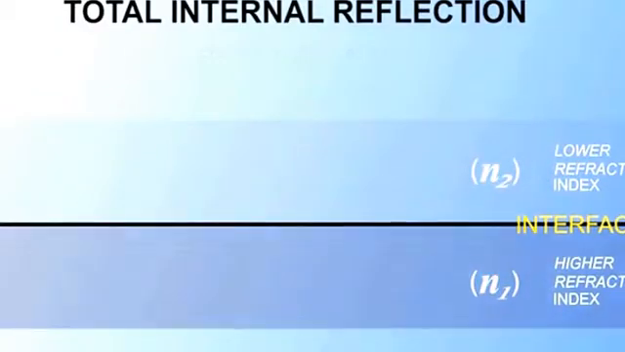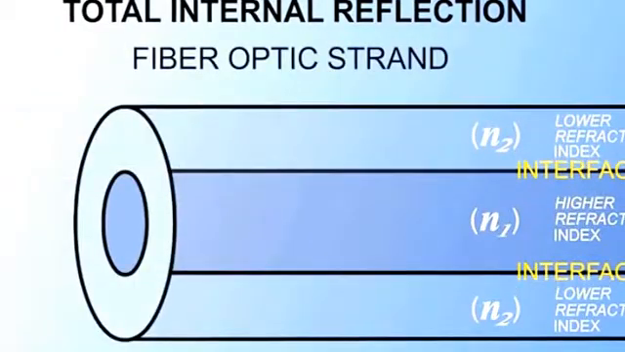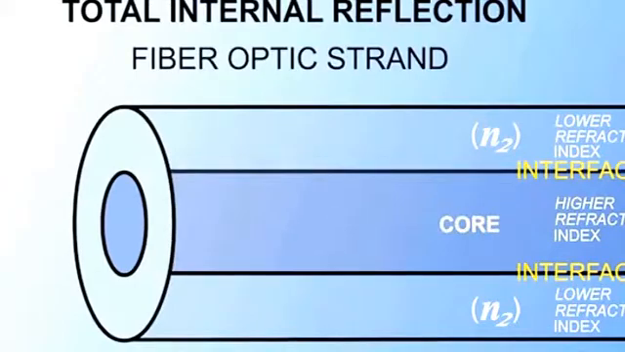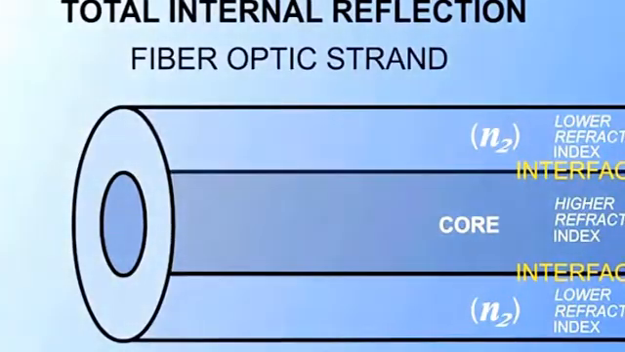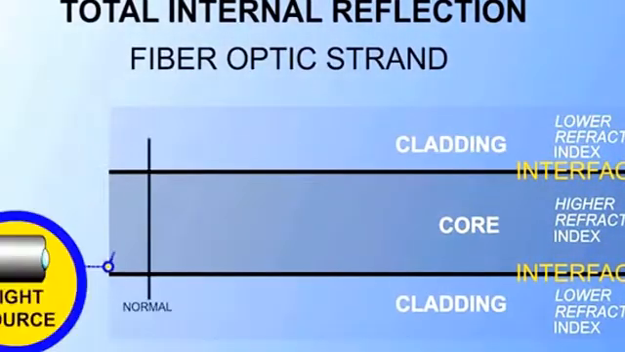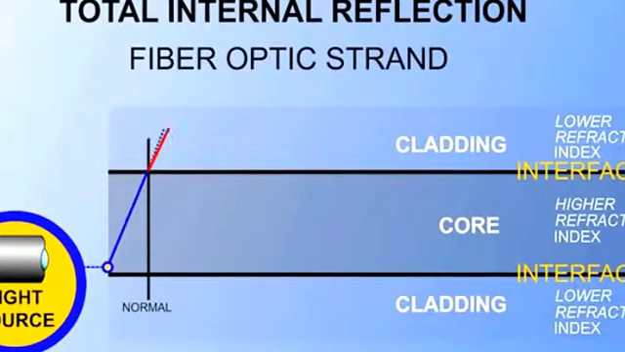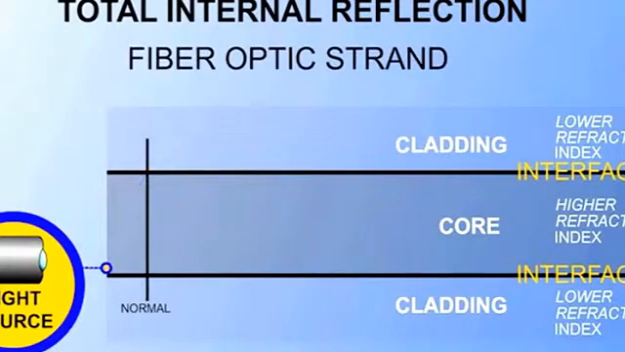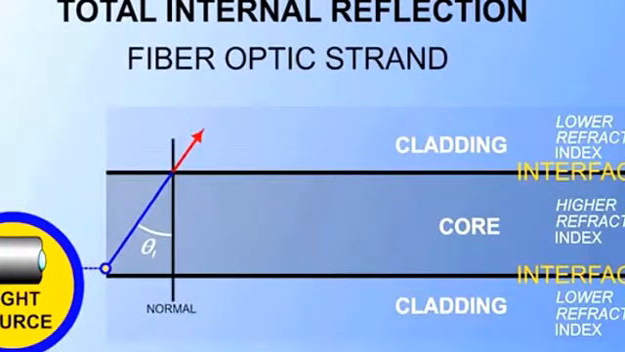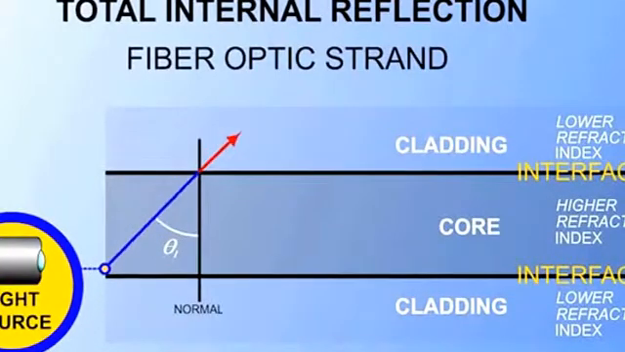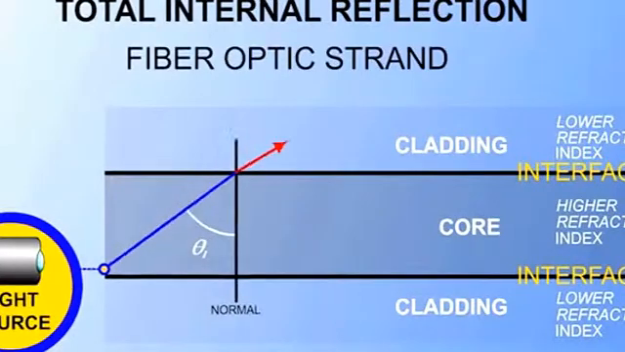This is the principle that enables light to travel through a fiber optic strand. The core has a higher refractive index than the surrounding cladding. A light wave from the core will increase in speed when it enters the cladding, which has a lower refractive index. Notice that as the angle of incidence becomes greater, the angle of refraction approaches the boundary or interface.